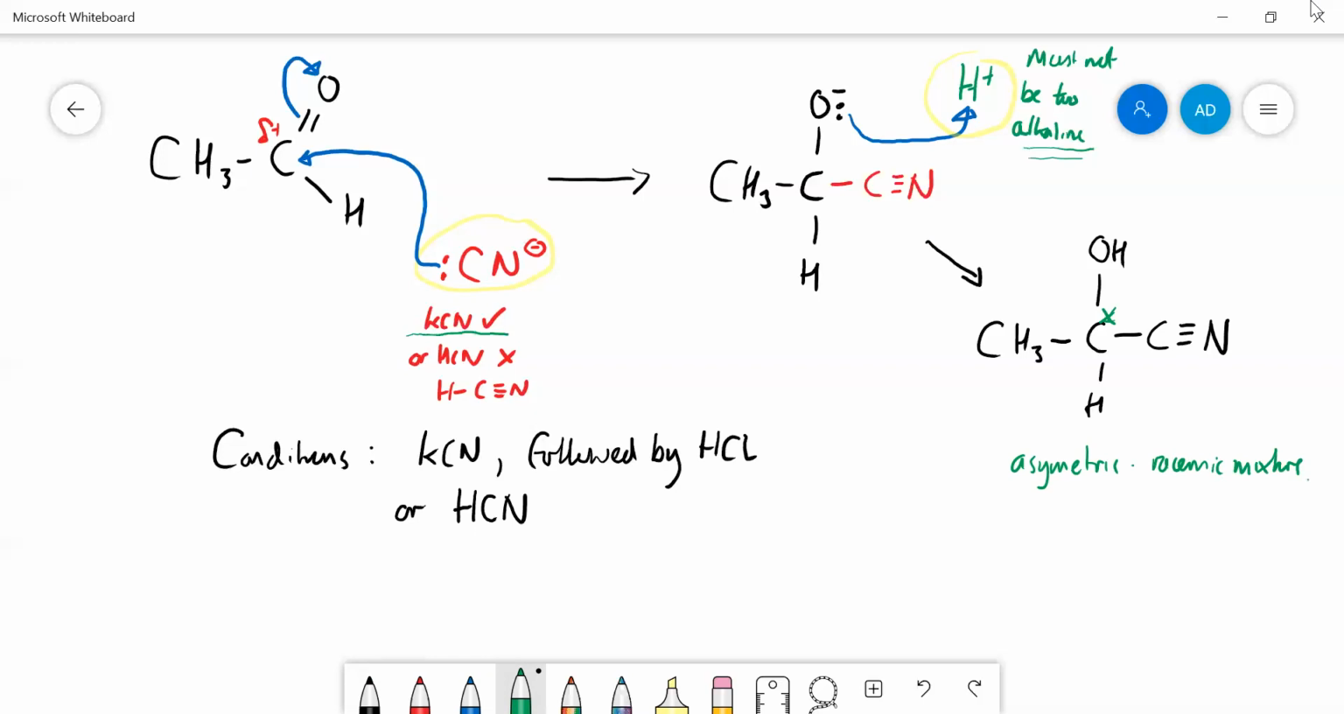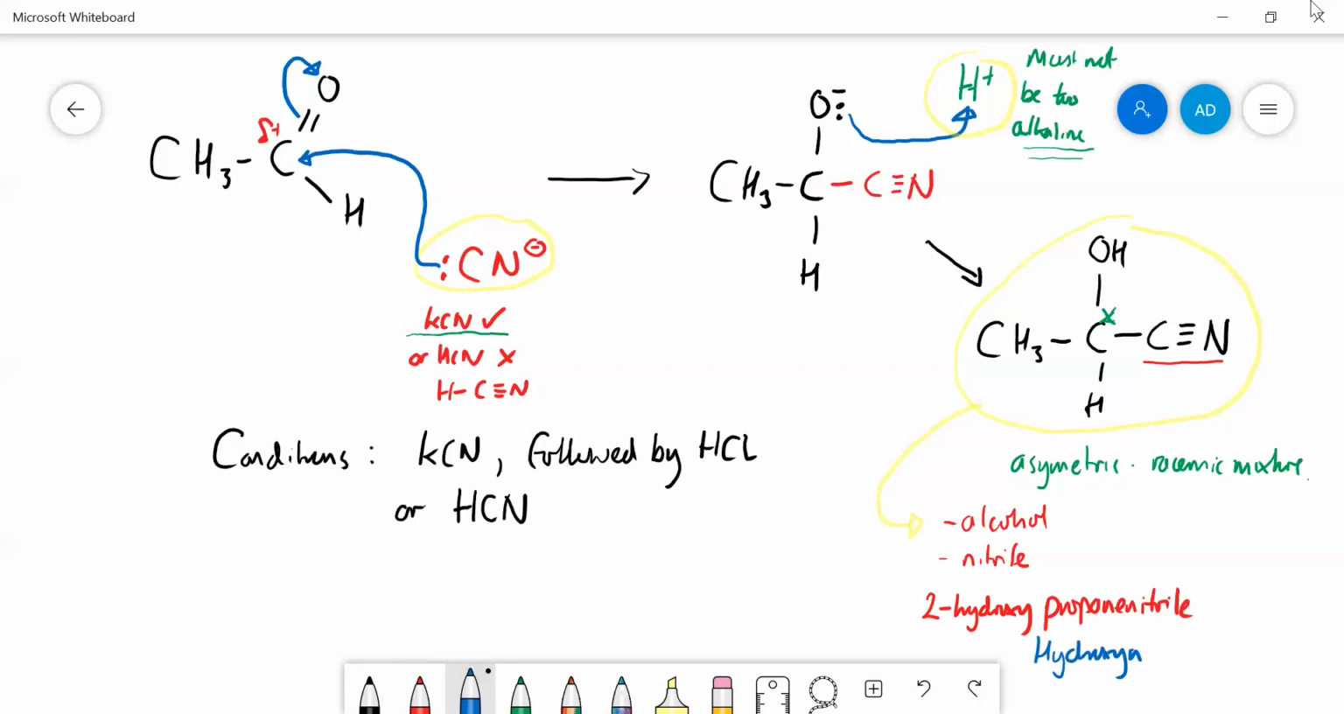Okay, and let's think about what we call these. So this thing here has got 2 functional groups in it. It's got an alcohol and a nitrile. This bit is the nitrile group. Okay, so what would we call this? Well, it's 1, 2, 3, so it's propane nitrile. And because it's got this alcohol group on it, we can't call it propane nitrile, so we have to call it 2-hydroxy propane nitrile. Okay, and the general name for these kind of compounds is hydroxynitriles.